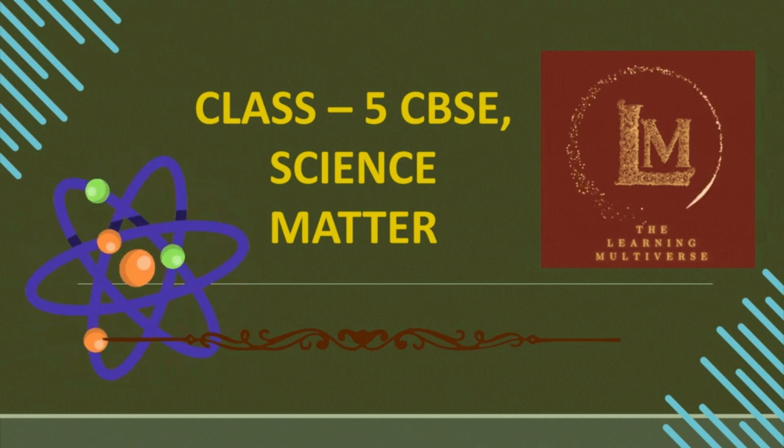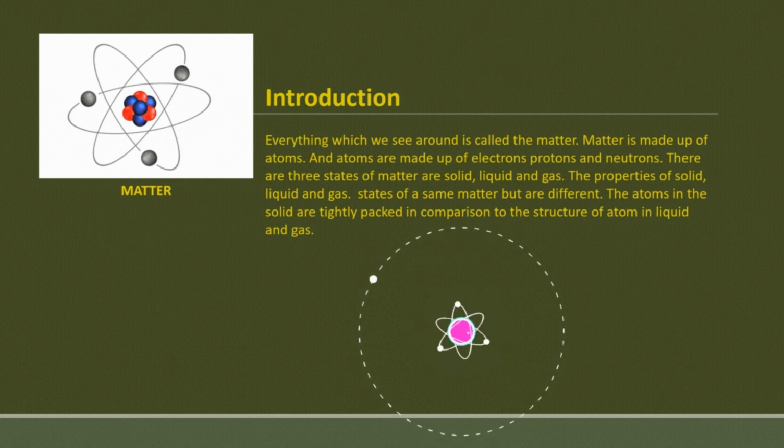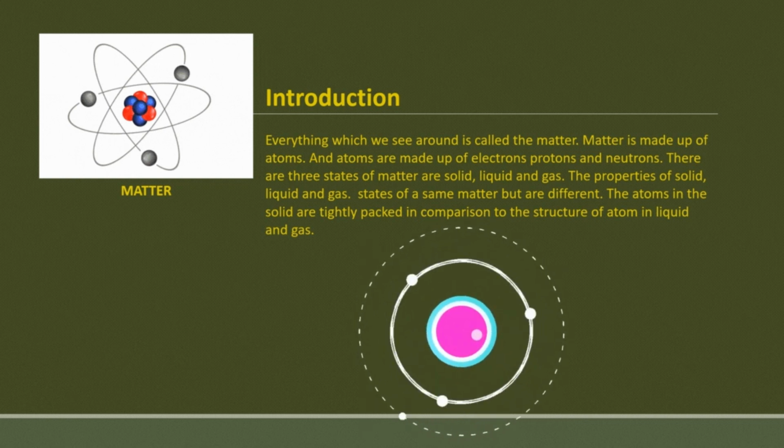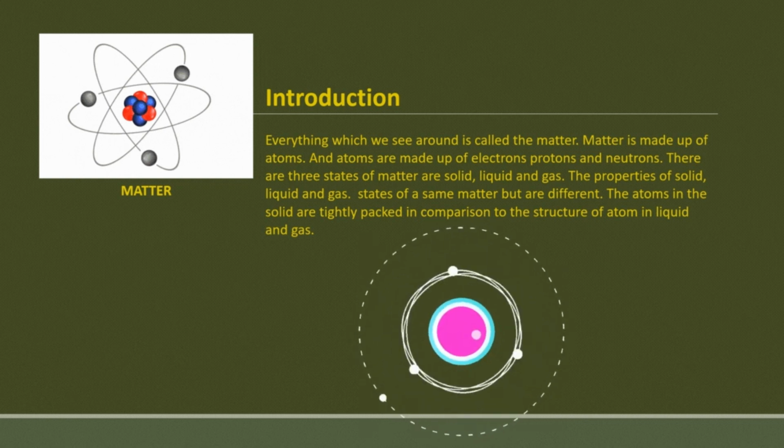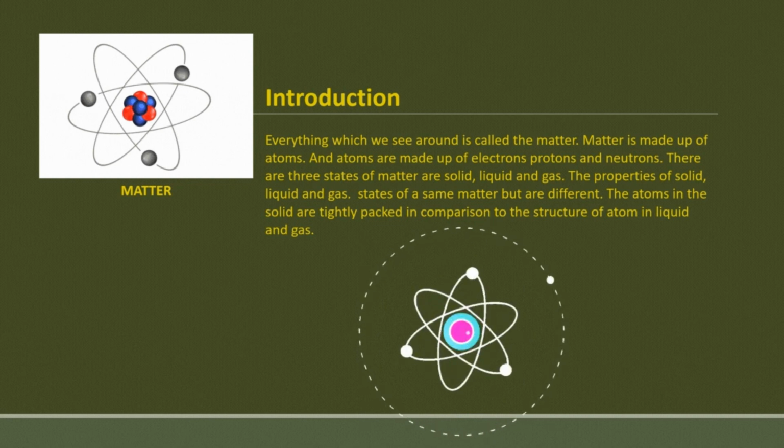Class 5 CBSE Science. Matter. Everything which we see around is called matter. Matter is made up of atoms, and atoms are made up of electrons, protons, and neutrons. There are three states of matter: solid, liquid, and gas.